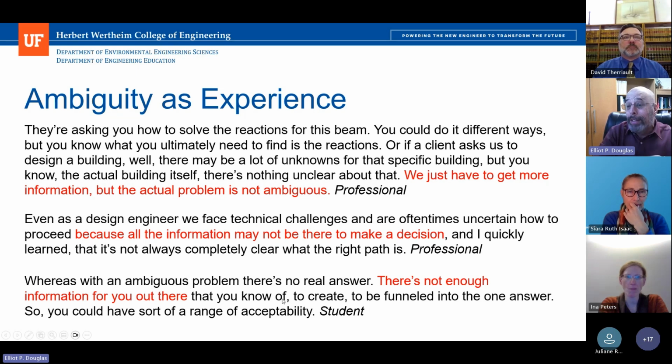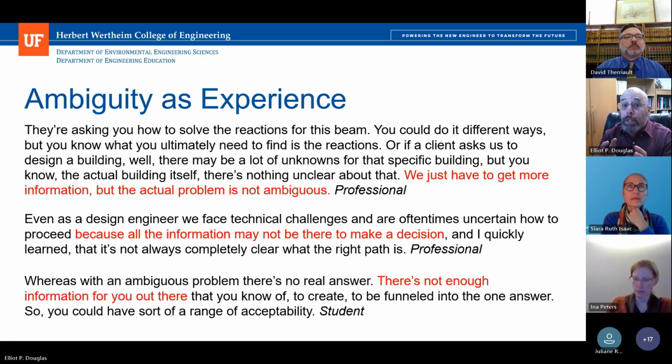Whereas the student very specifically said, and I saw this in one of the chat comments, I believe there was a comment about lack of information as a difficulty for students. This student says there's not enough information out there, and they're looking for it to be funneled into a single answer. And so for the student, this lack of information is what makes the problem ambiguous. So we see that the different ways that these people look at a problem changes whether or not they think it's ambiguous.